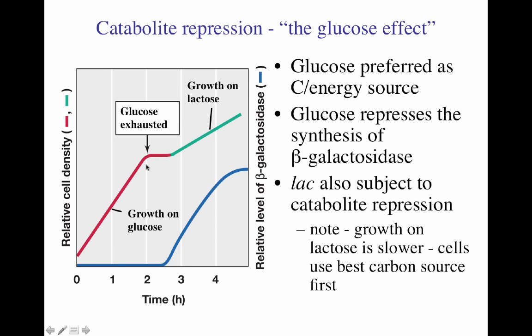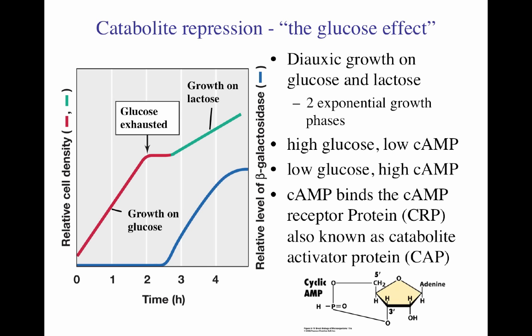So glucose provides a much better, preferred energy source than lactose. The cells are going to grow a little bit slower with lactose as a carbon source. So when we're looking at this kind of diauxic growth, when we have glucose and lactose, we can see that you have two exponential growth phases, the one that is very steep for glucose and the one that is a little bit more shallow for lactose.